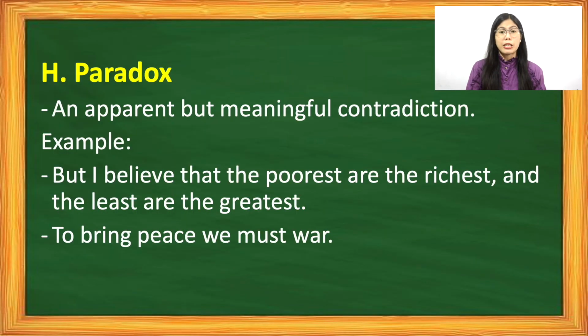Next is the paradox, an apparent but meaningful contradiction. Example, "But I believe that the poorest are the richest and the least are the greatest." As you can see, we have contradictions here, such as poorest and richest. The other pair is least, which contradicts the word greatest. Although we have contradictions here, upon reflection, you'll notice that the contradiction makes sense.